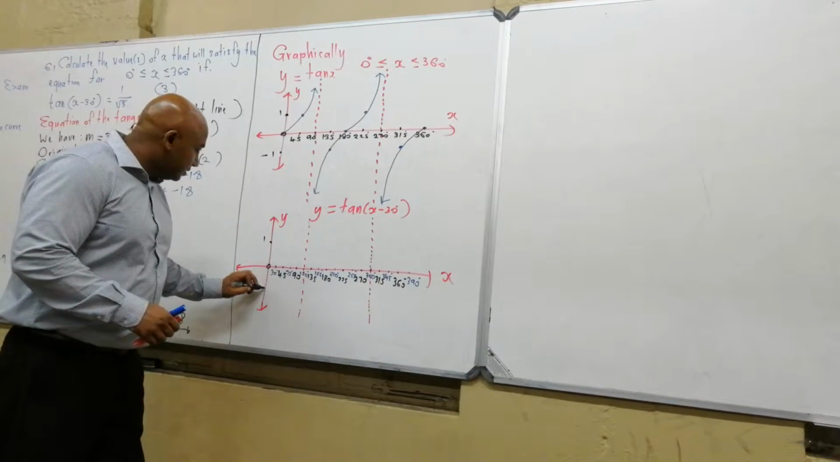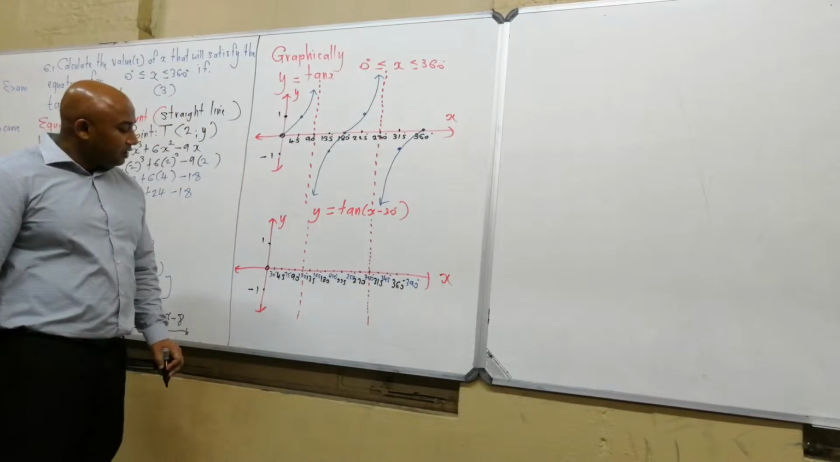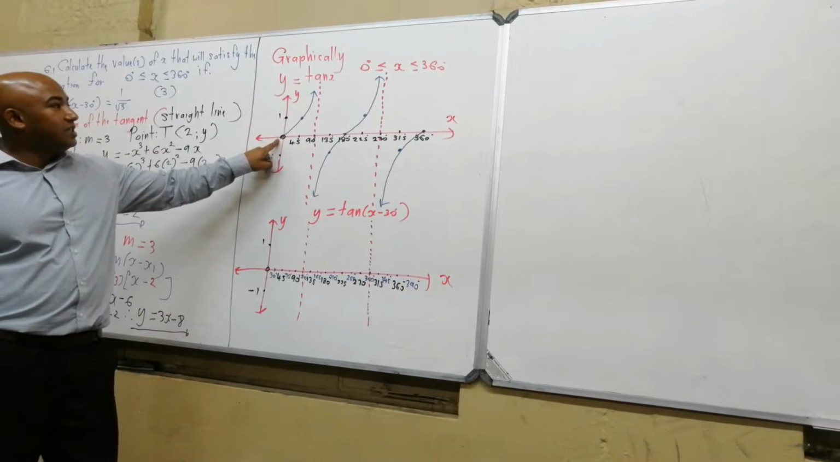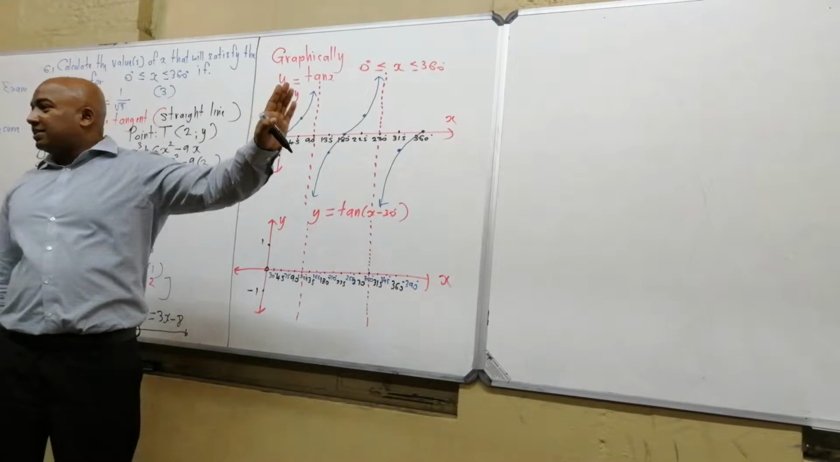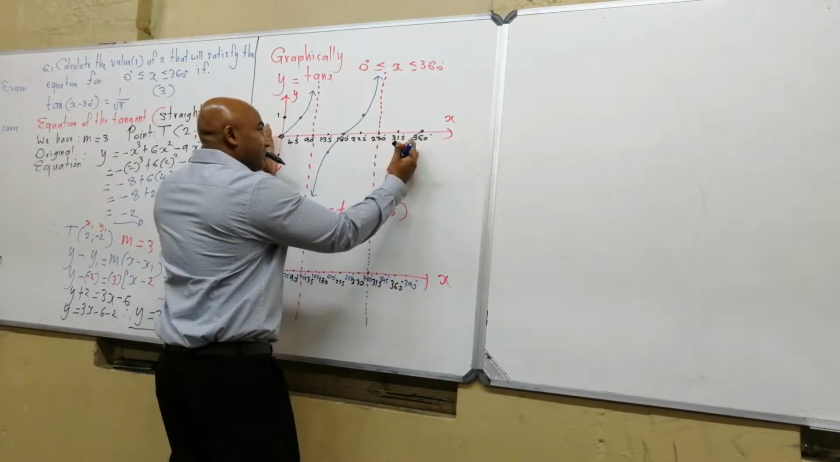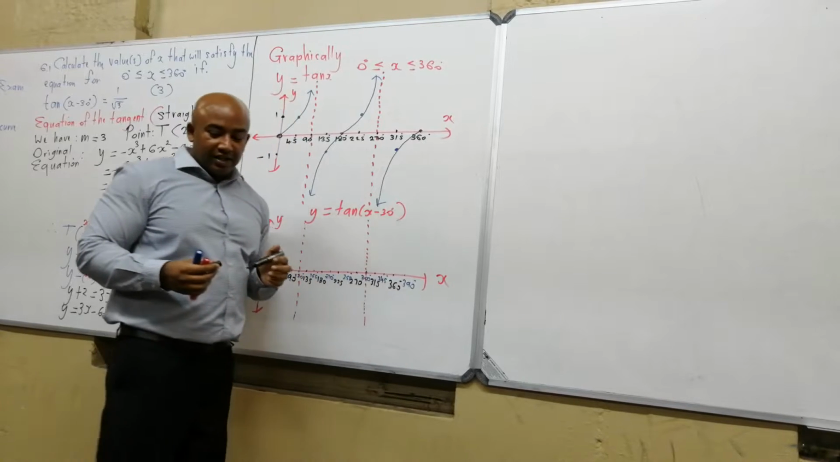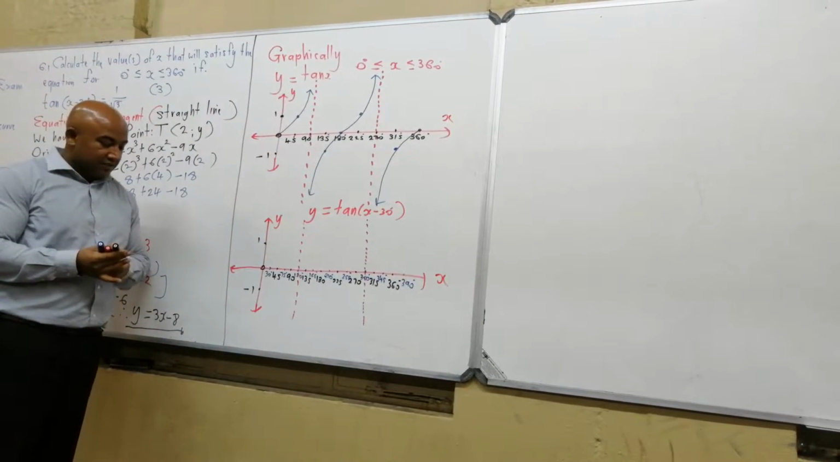So we got 1 minus 1. Where are we starting from? Here we start from 0. This graph is shifted 30 degrees to the right. It's just like taking everything here and shifting it 30 degrees to the right. So let's see how it's going to look.